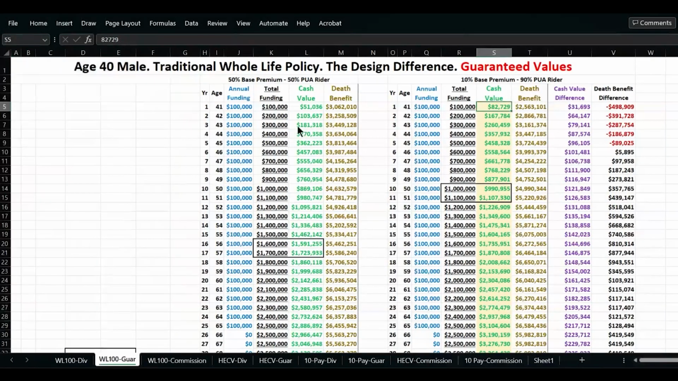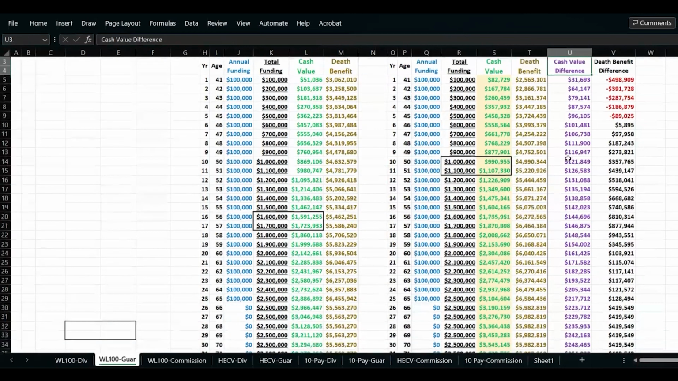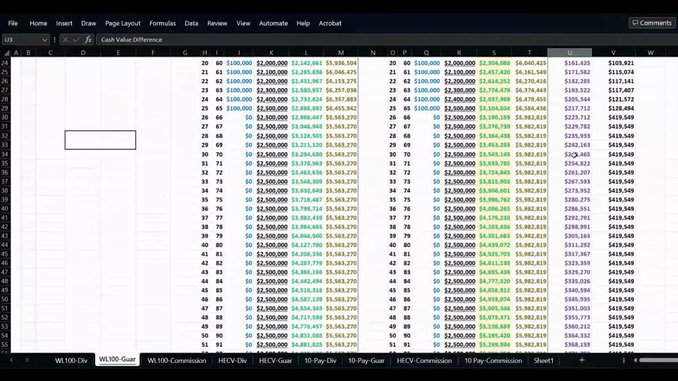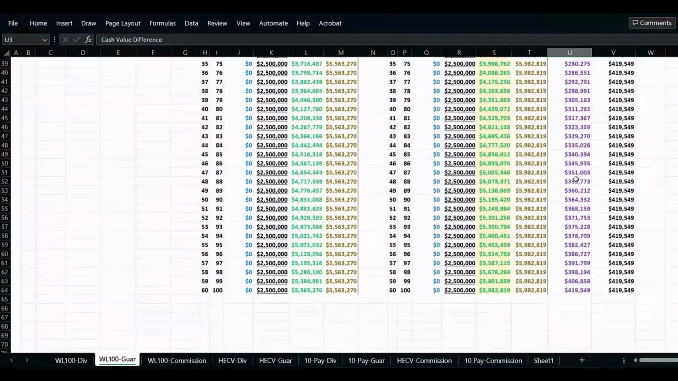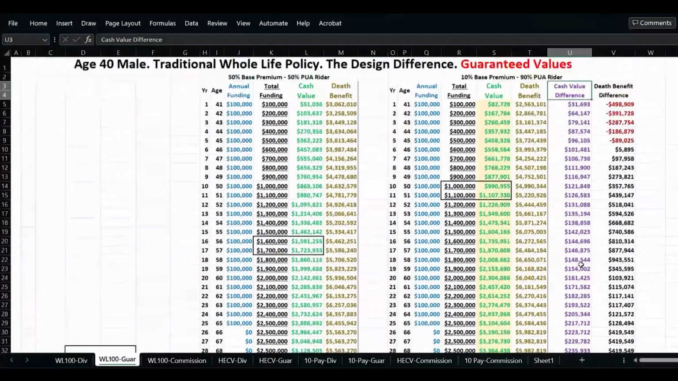What do you got here? Break even between 10 and 11. It's interesting, isn't it? The 1090, the break-even point in the guaranteed values is greater than the non-guaranteed values of the 100% base premium example. But what do you notice with the cash value difference here? That minimum base premium example always has more from start to finish.